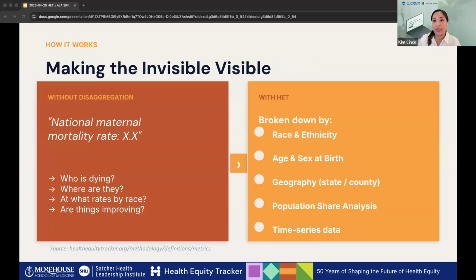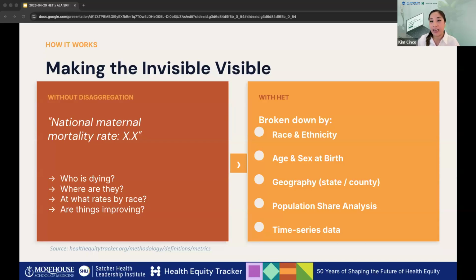So the key to what the HET does differently is disaggregation. A national report might tell you maternal mortality rate equals X, and that number is technically accurate, but it flattens everything. On HET, you can break that same data down by race and ethnicity, by age and sex at birth, by geography, down to the state and county level, and by population share, which lets you see not just raw rates, but whether a group is experiencing a disproportionate burden relative to their share of the population.